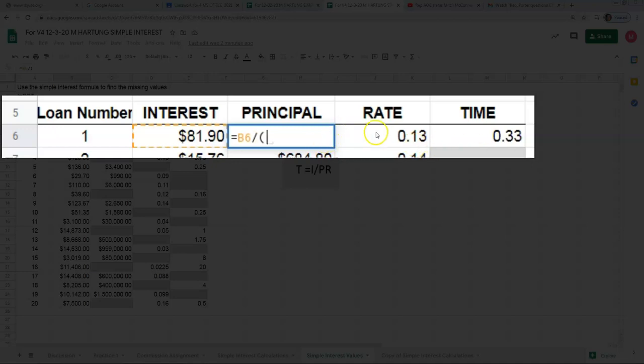R is our 13% times T. And put that in parentheses. And you should have calculated $1,909.09.